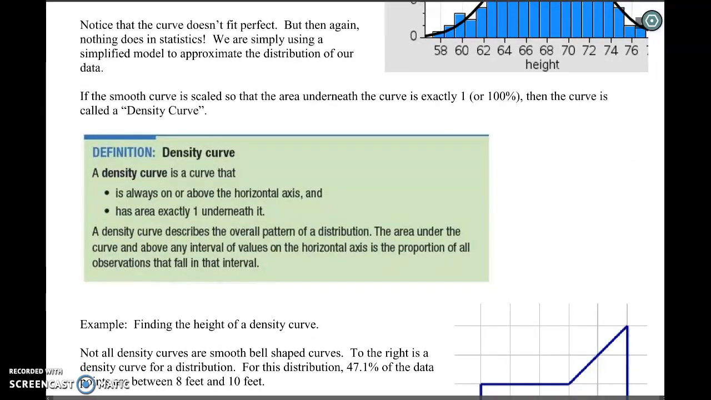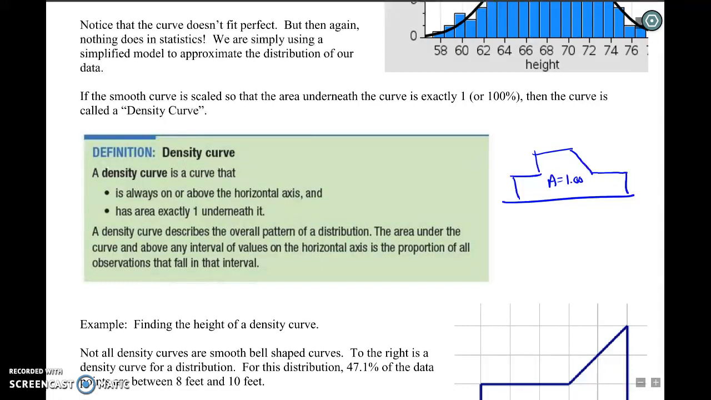A density curve has two properties. First of all, it always has to be on or above the horizontal axis, so you can't have negative probabilities. And the area underneath it always has to be equal to 1. So if I could make some kind of weird shape, however I wanted, as long as the area under this thing is equal to 1.0 and it's above the x-axis, it's a density curve. A density curve describes the overall pattern, much like the shape.